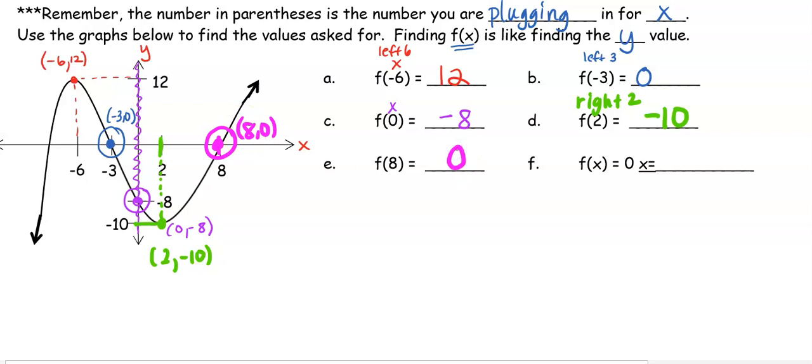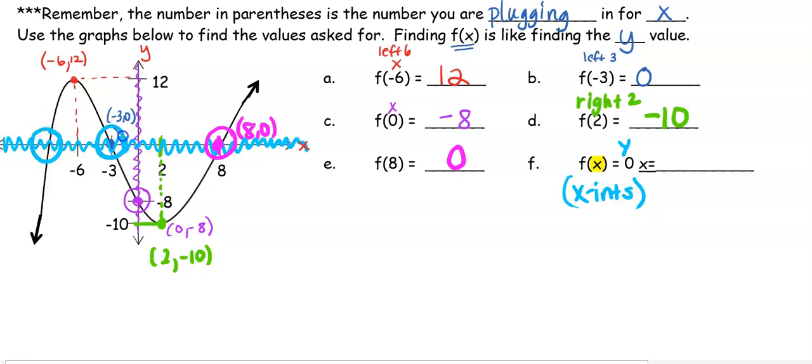Now our last one, a little bit different. Notice that I'm saying f of x equals 0. I don't know where my x is. I'm not given my x value. I am given my y value. So I want to find out what is x when my y is 0. And y is your movement up and down. So if I'm going up and down, everything along here is going to have a y value of 0. So we're actually looking for our x-intercepts because x-intercepts are always when that y value is 0.